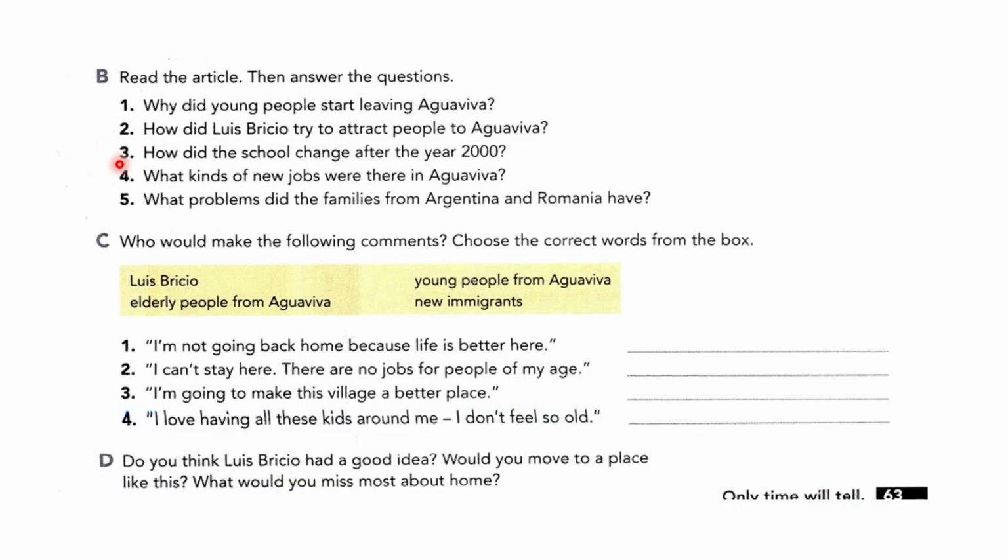I'm not sure, but it grew from 38 students to more than 80 students in 3 years. Okay, that's the correct answer. It grew from 37 students to more than 80 students. Okay, well done. What kinds of new jobs were there in Agua Viva? Tell me, Mercedes, what kinds of new jobs?